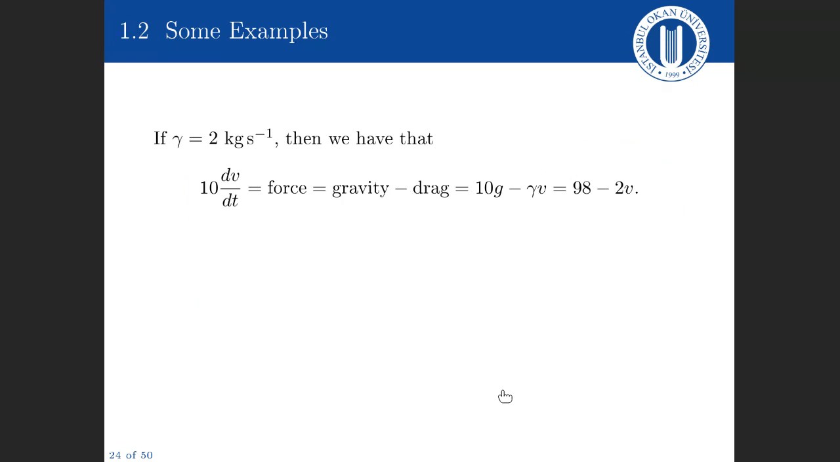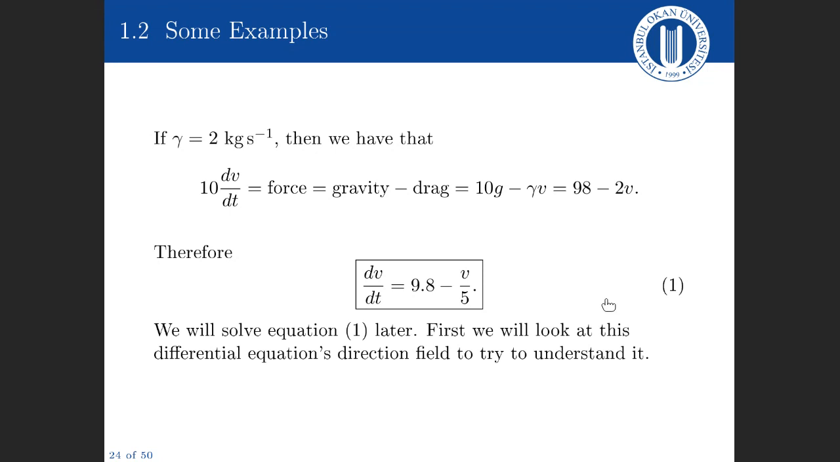If we assume that gamma is 2, then mass times acceleration is equal to force, which is equal to gravity minus drag. That's 10g minus gamma v, or 98 minus 2v. Divide both sides by 10, and we get dv/dt is equal to 9.8 minus v over 5. The velocity of our falling object is governed by the differential equation dv/dt is equal to 9.8 minus v over 5.